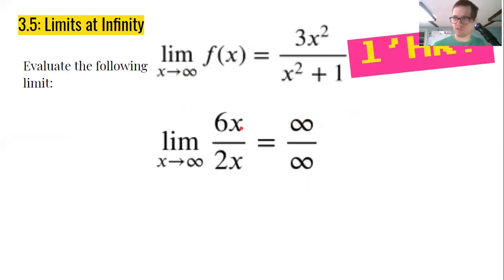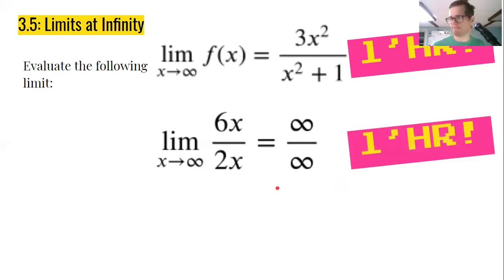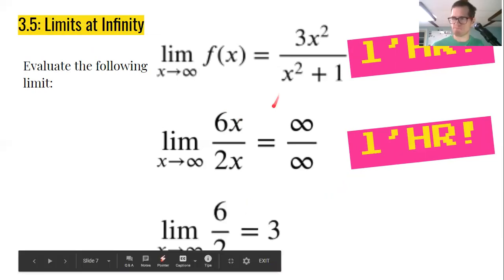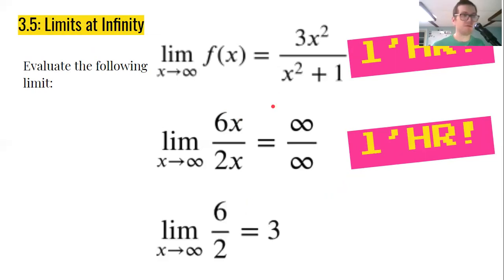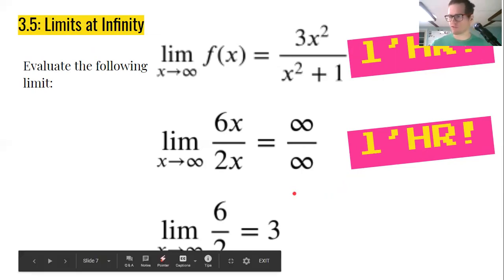And I get 6x over 2x. If I plug in infinity again, I still get infinity over infinity. That's indeterminate. L'Hôpital's rule. Well, let's take the derivative of each of those again. 6 over 2. Hey, as x goes to infinity, it's just 3. L'Hôpital's rule is pretty slick. I think it's super slick.